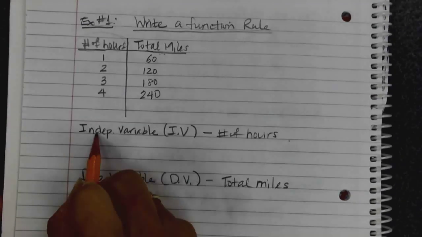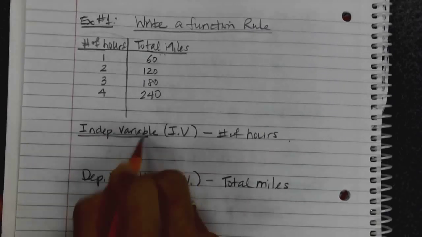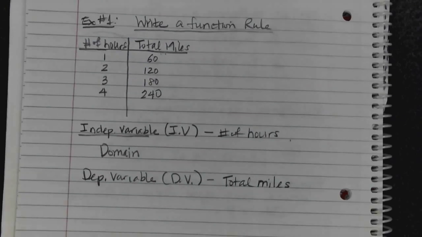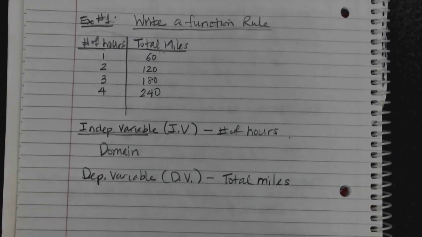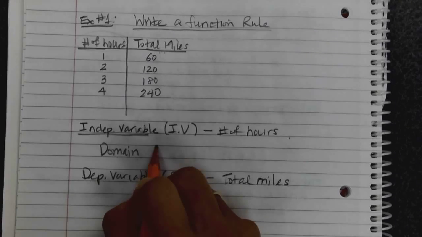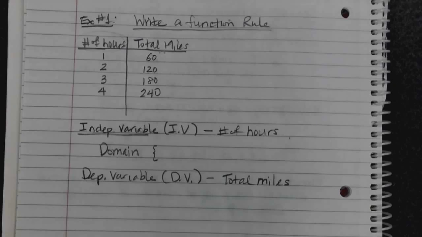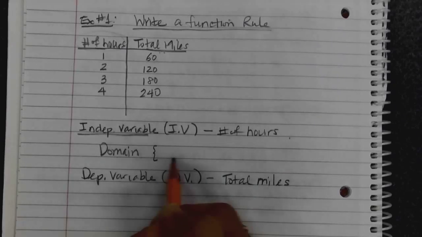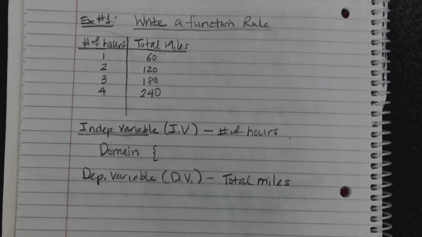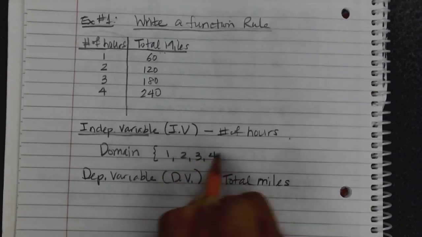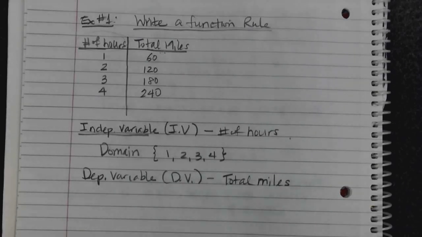Now remember, domain goes with the independent variable. Domain falls right here. Domain are the actual numbers. So when you do the domain, you write the word domain and you do the little bracket, and you can use a square bracket if you can't make that symbol. And you just list all the domains in that bracket. Amy, what are my domains? 1, 2, 3, 4. Yeah. 1, 2, 3, 4. That's my domain. Okay?